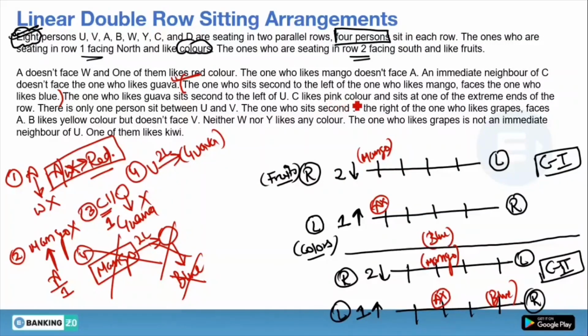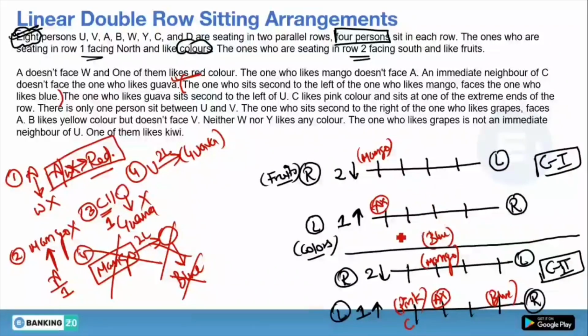Okay, C likes pink color and sits at one of the extreme ends of the row. So this is giving us some confirmed information about C. C likes pink color, and he sits at the extreme end of the row. So in case number 2, C cannot come on the right end, because at the right end the one who likes blue is sitting. So C will come on the extreme left end of case number 2. So C will come here and he likes pink color.